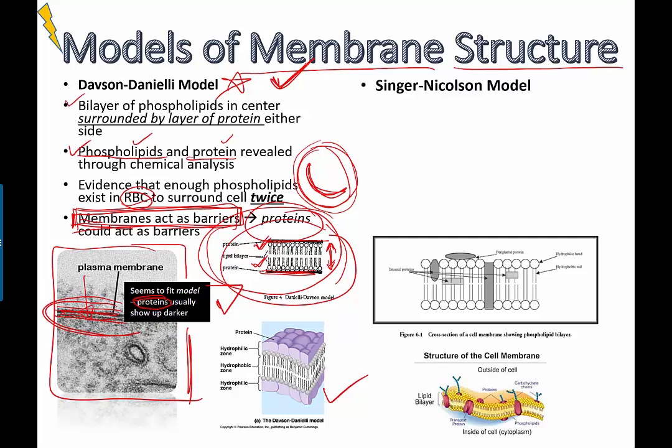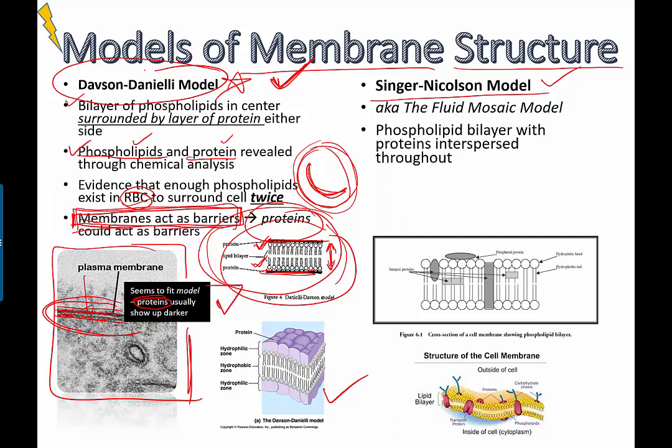I'm going to go through that evidence in a second, but here's the updated model. It's called the Singer-Nicolson model, also called the fluid mosaic model. This is the one that you studied. If you've never heard of the other one before, it's because most textbooks don't talk about the Davison-Danieli model, unless we're talking about showing how the nature of science works throughout.